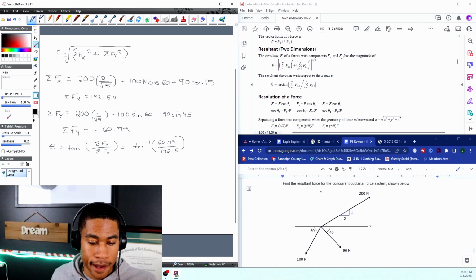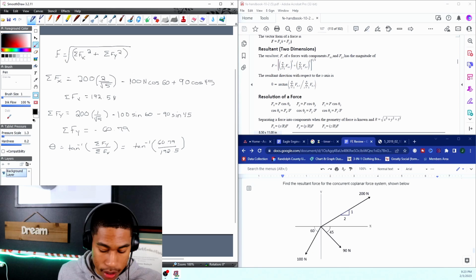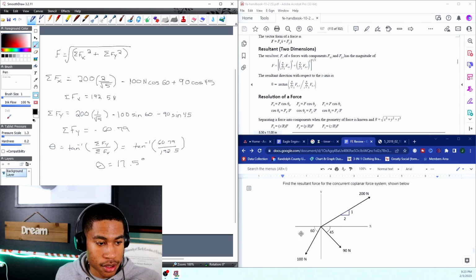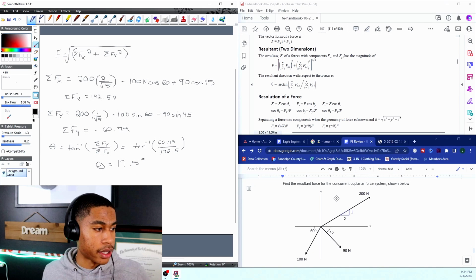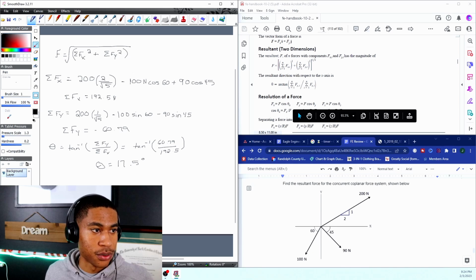Okay. All right, so I get for my angle, that's an ugly angle, but you get the point, you get 17.5 degrees. So out of all those different forces, it's just going to be with respect to the x-axis just going to be 17 degrees. So hopefully this was helpful. That is all that I think I have for you on this video.